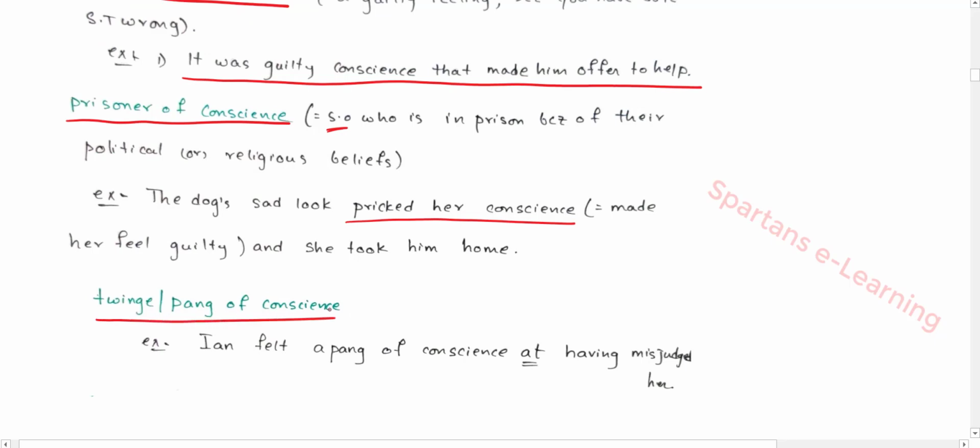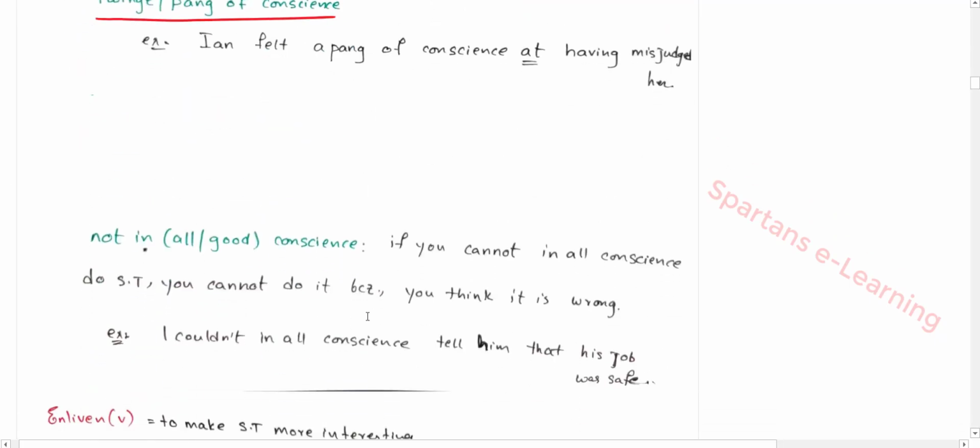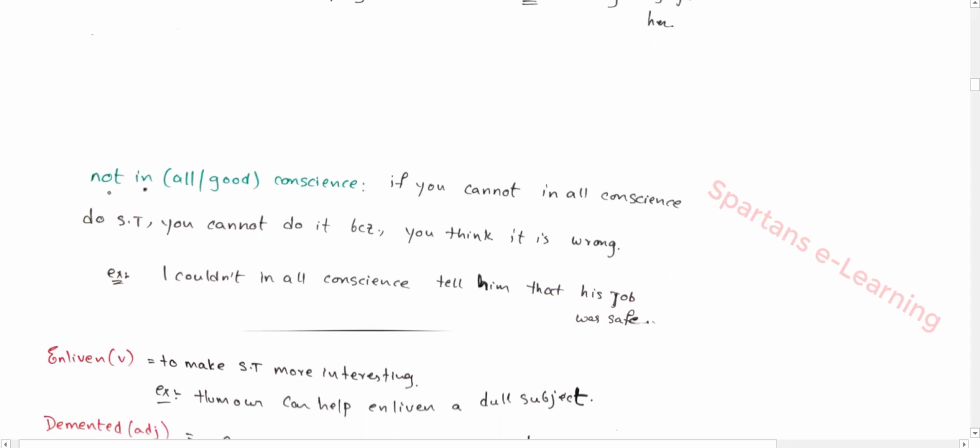We have one more usage called twinge or pang of conscience. Example: Ian felt a pang of conscience at having misjudged her. If someone is feeling guilty, we can say a pang of conscience or a twinge of conscience.